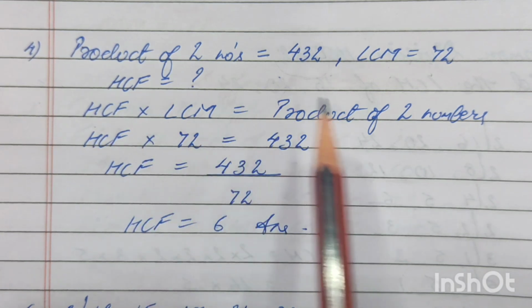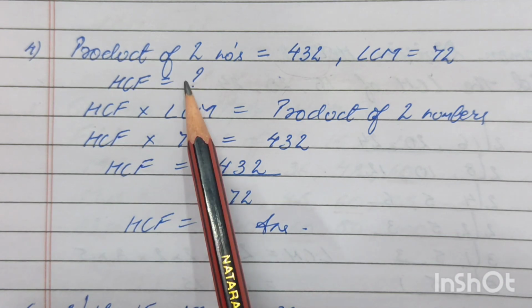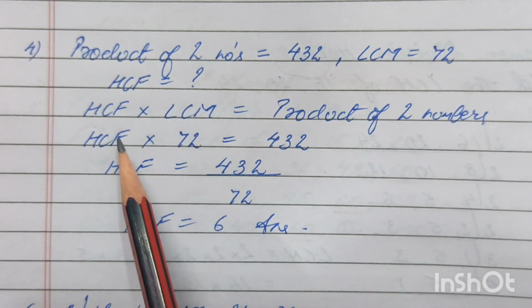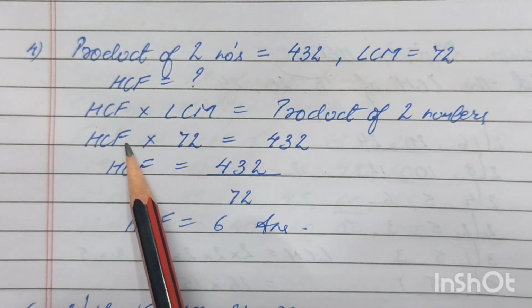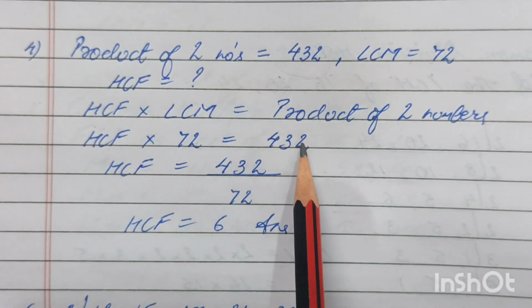HCF into LCM is equal to the product of the two numbers. Put the values in. Now HCF is missing. I have not used a variable, but you can use a variable like A, as we did in the previous question. HCF into 72 is equal to 432.